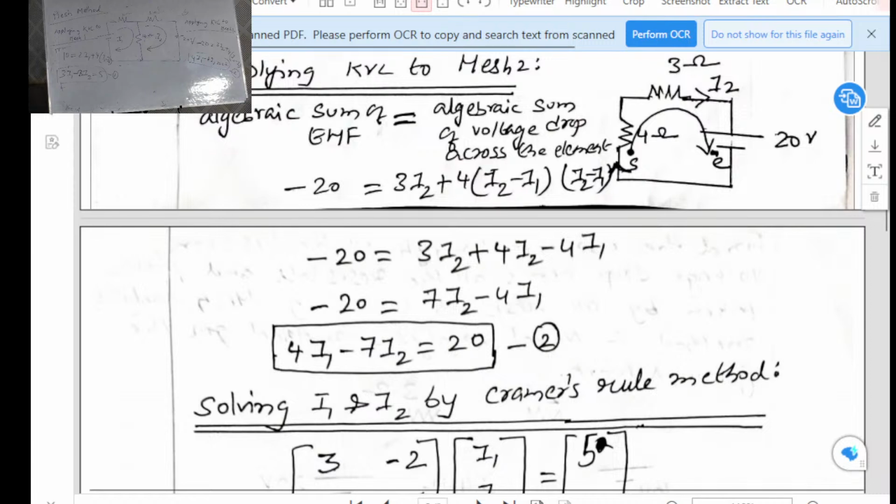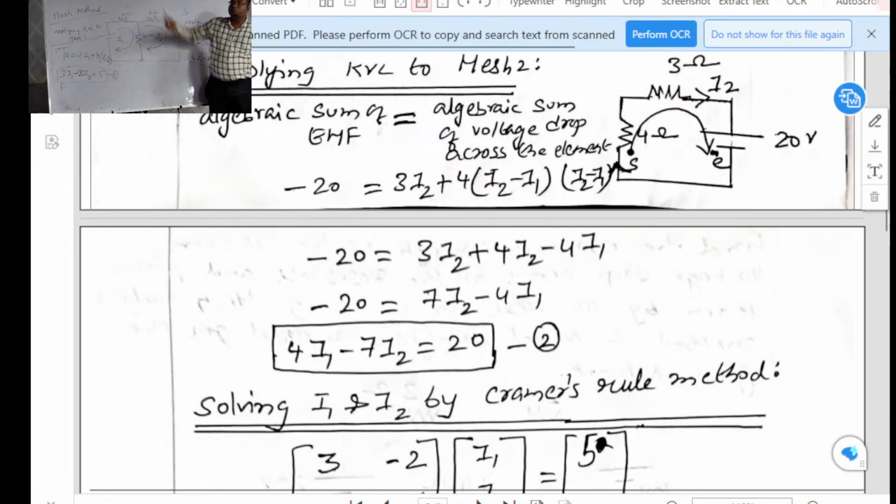Now check this one, individual diagram. The second diagram. Where I started? 4 ohms. Which is the ending one? 20 volts. Clockwise direction.